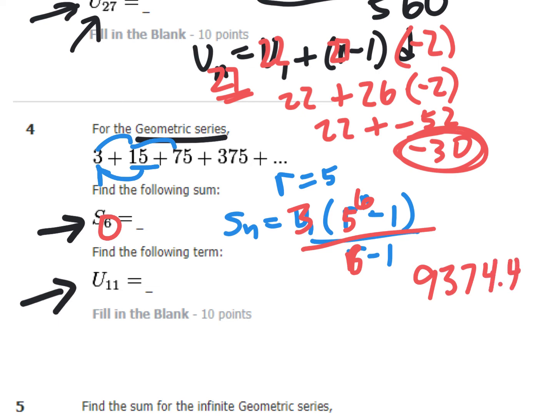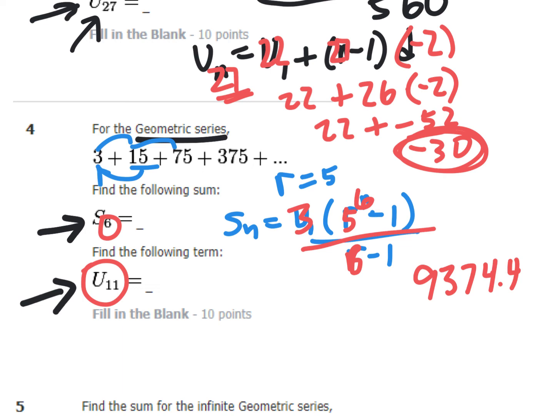And that is the sum of 6 terms of this. All right. The reason it gets so big is when you're multiplying by 5 over and over and over again, your number's going to get really big really fast. All right, this one's u sub 11. That's saying I want the 11th term in this geometric series. And there's a term finder for that.